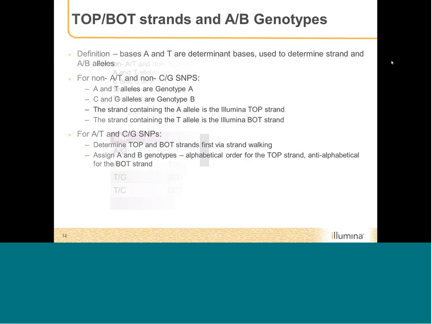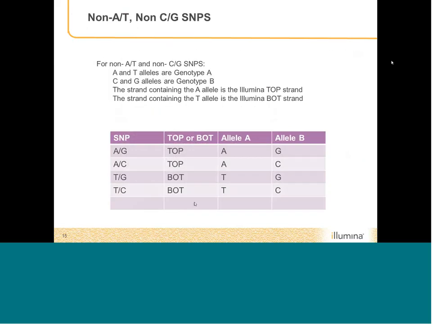For non-AT and non-CG SNPs, it is, again, relatively easy. It's quite simple. If you list the genotypes here, this will always be true. AG and AC genotypes will always be top because of the A. TG and TC will always be bot. A's and T's are always going to be allele A, and C's and G's will always be allele B.